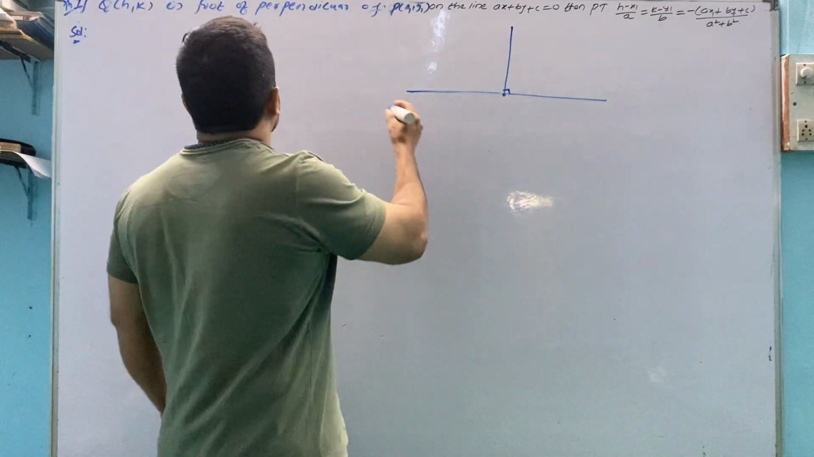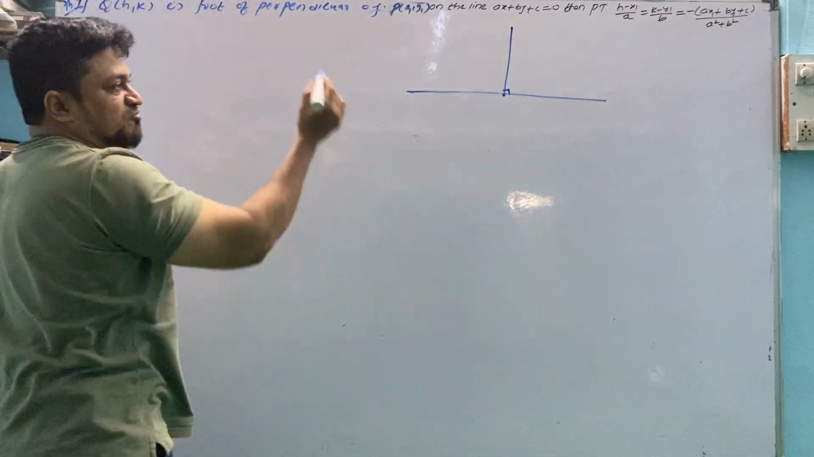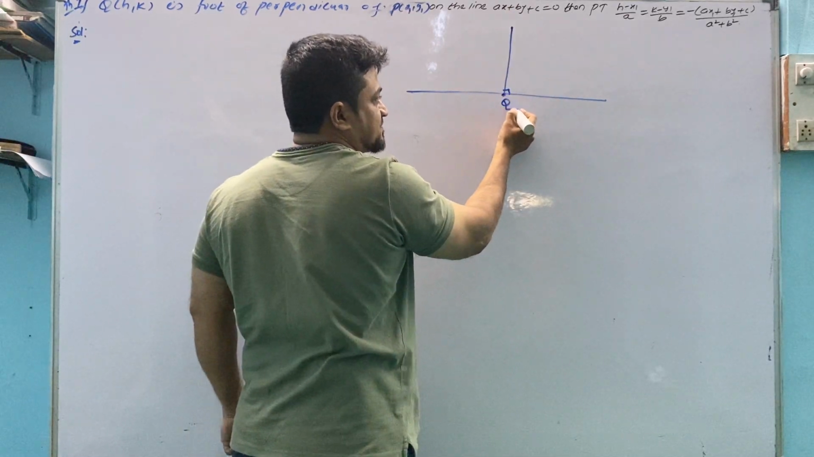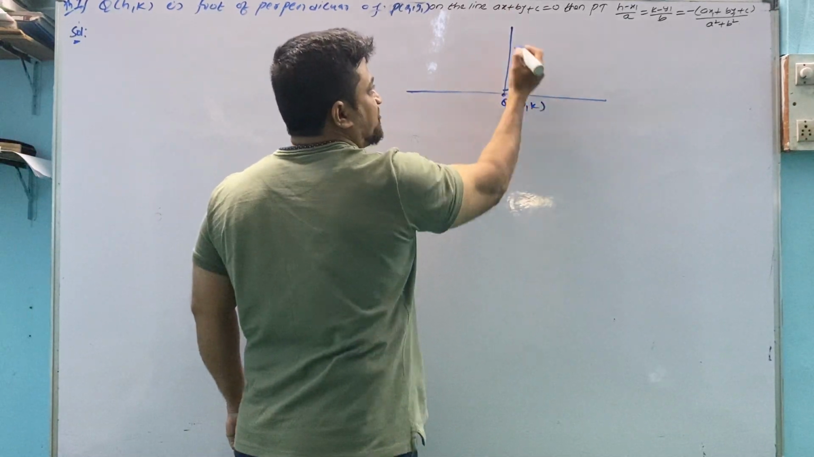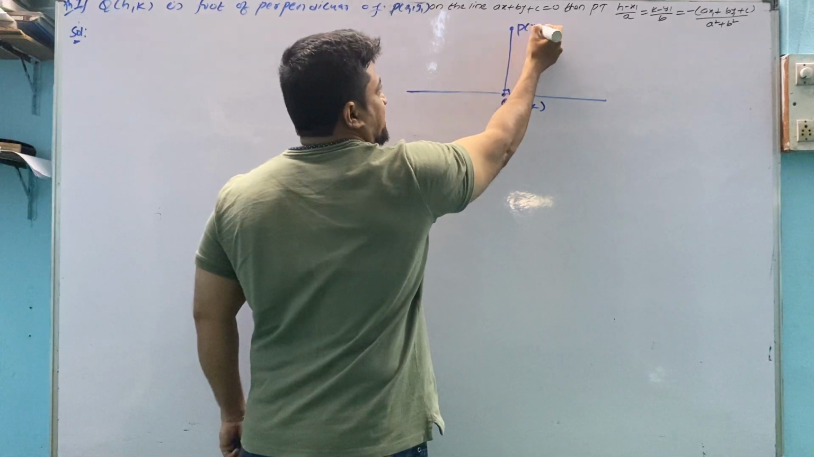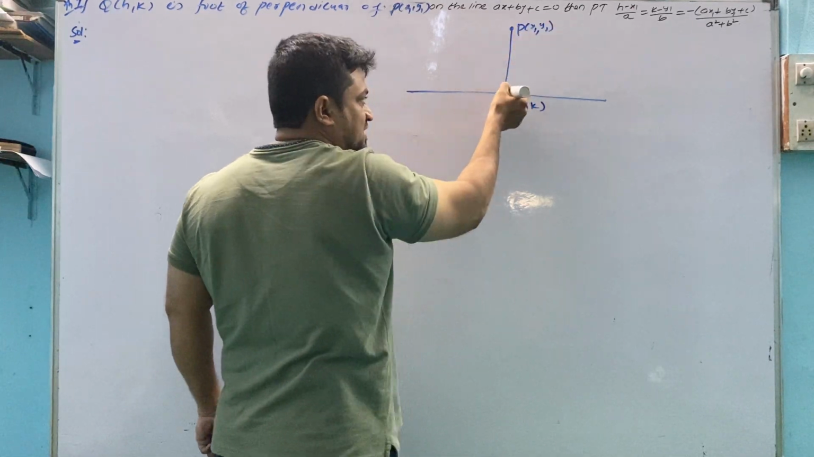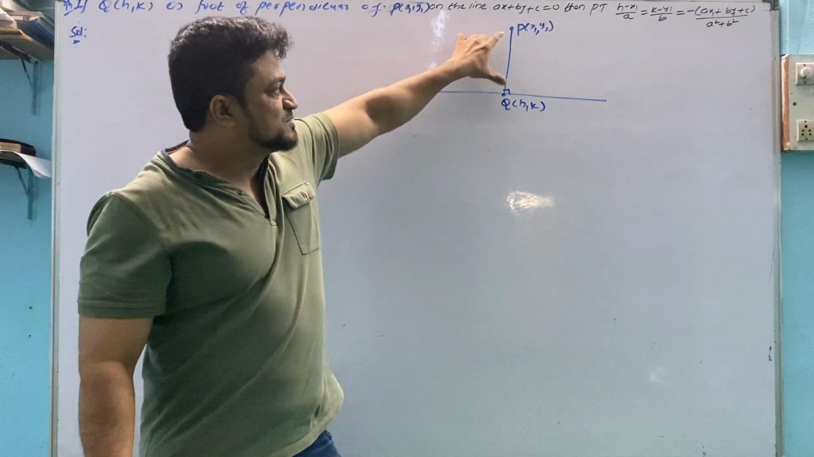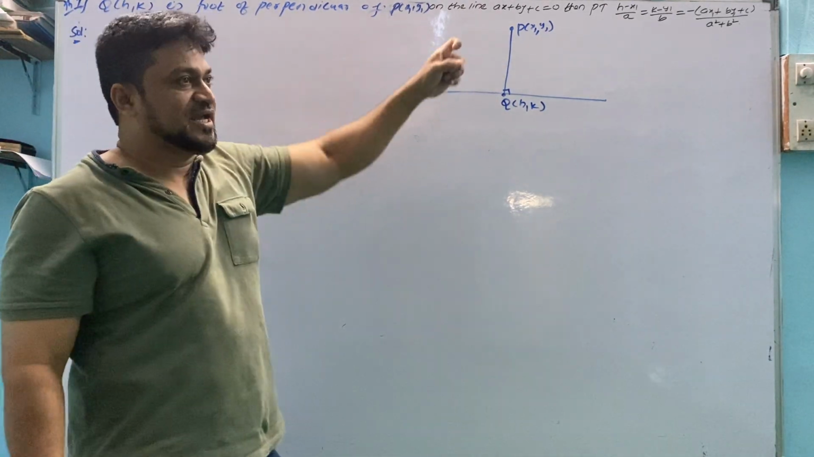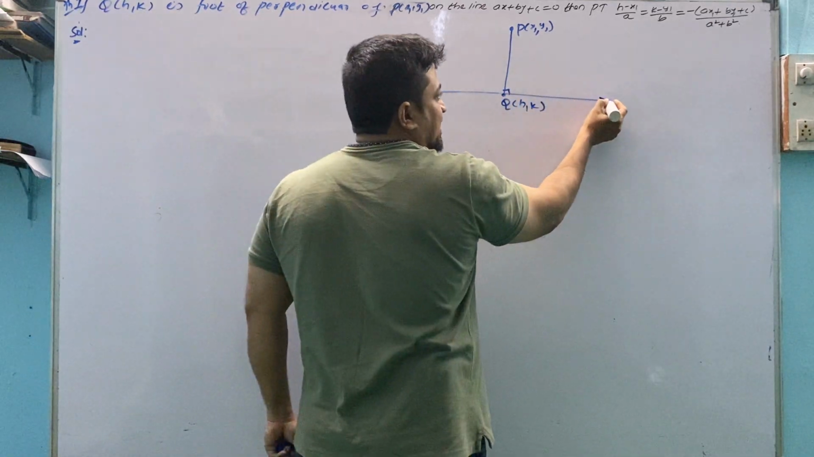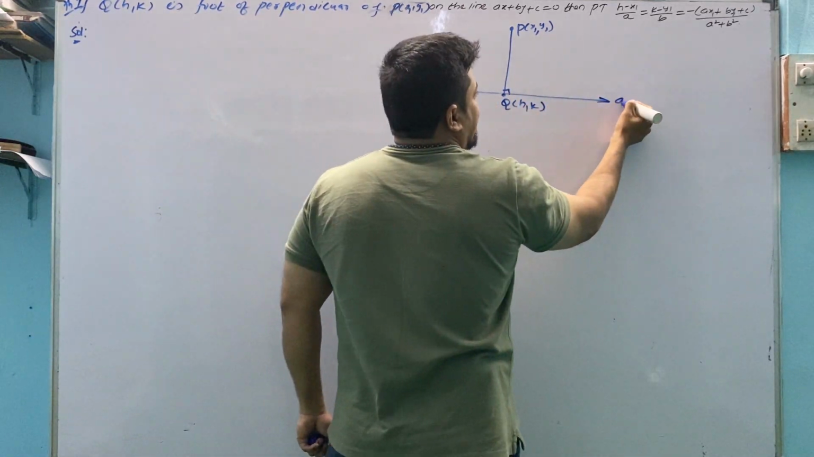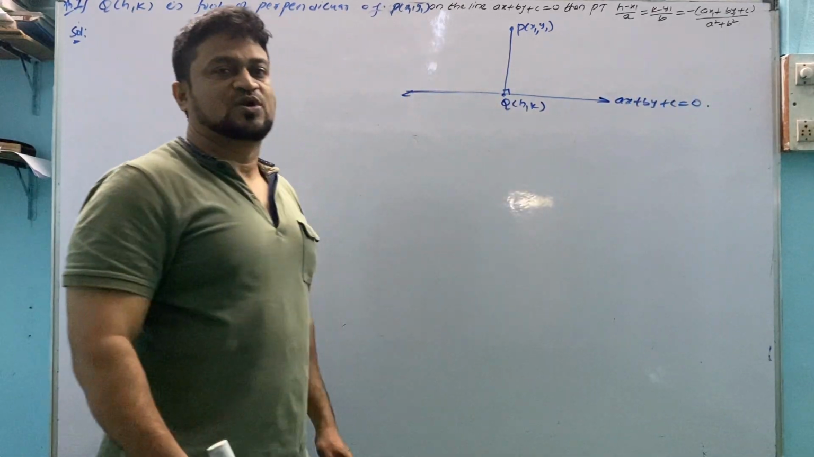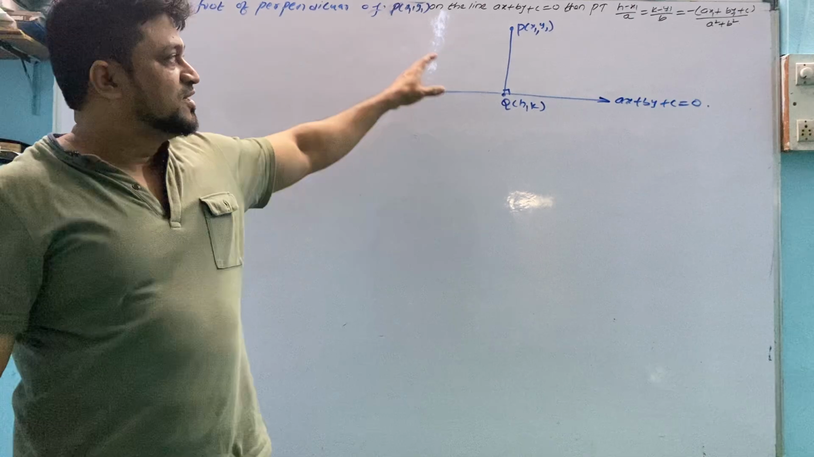Now Q(h, k) is the foot of the perpendicular line. If this is the line perpendicular to this one, the foot is here, of P(x1, y1). See, if P(x1, y1) is a point, its foot is Q(h, k). First thing, this line is perpendicular to the line, so this Q(h, k) lies on the line ax plus by plus c equals to 0. First thing, you should be clear on those points.